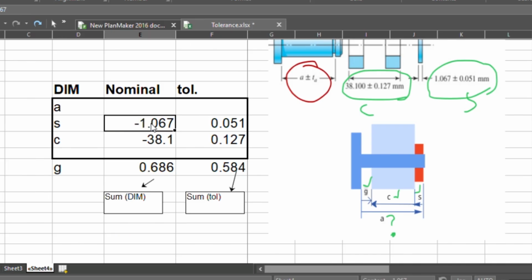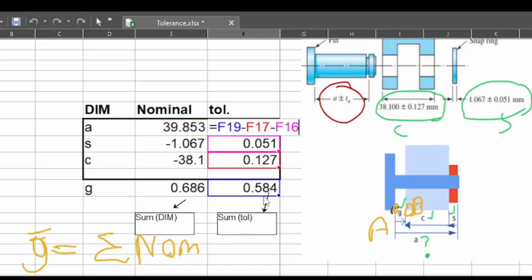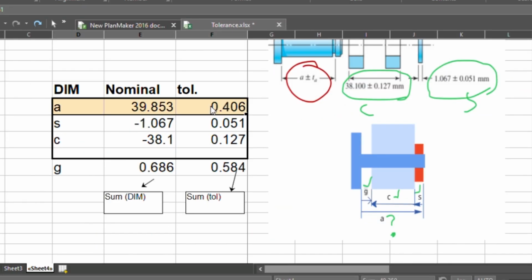The sum of all these values should basically give you the gap in nominal, and also the same for the tolerance. And in this case, because the gap is given, if the gap is the sum of all these 3, then pin is gap minus this minus this. Okay. Also the same for tolerances. And at the end, this is the answer.